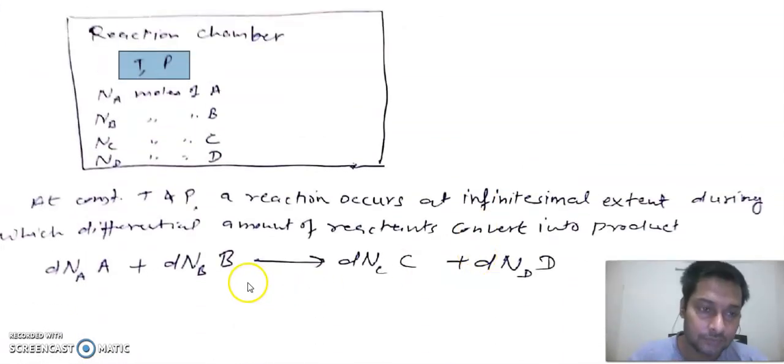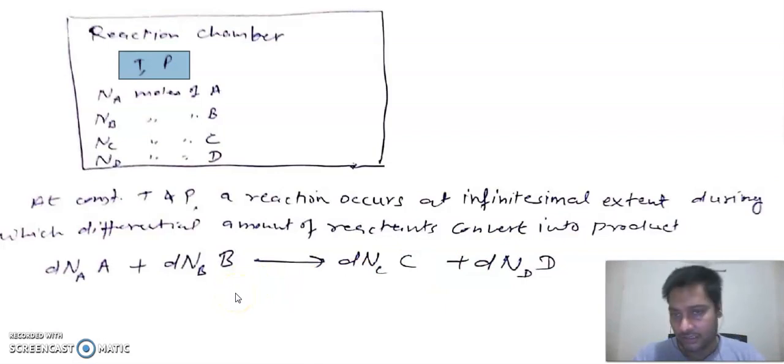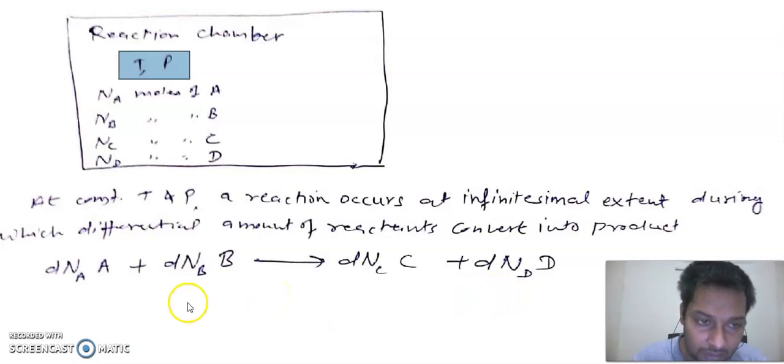So if a reaction occurs, then A plus B will convert into C plus D. So the total number of mole converting will be Na plus Nb converts into Nc plus Nd.